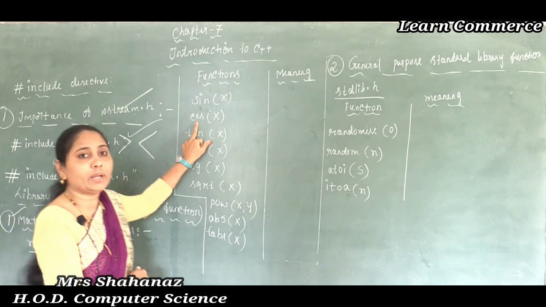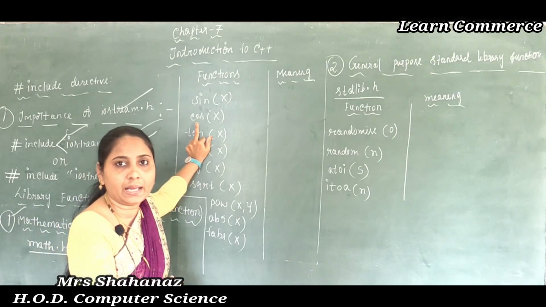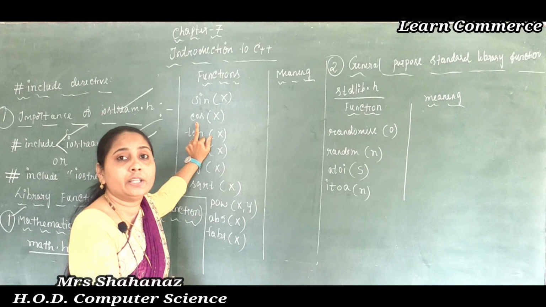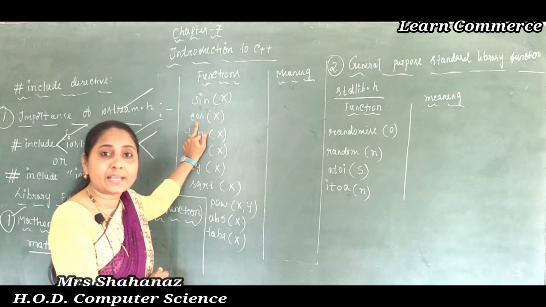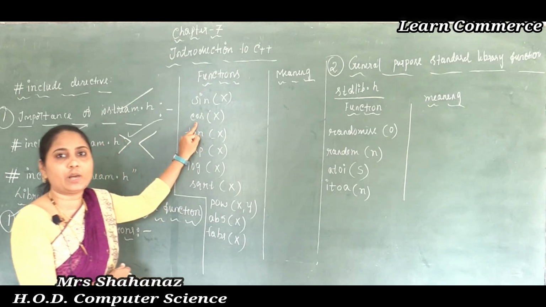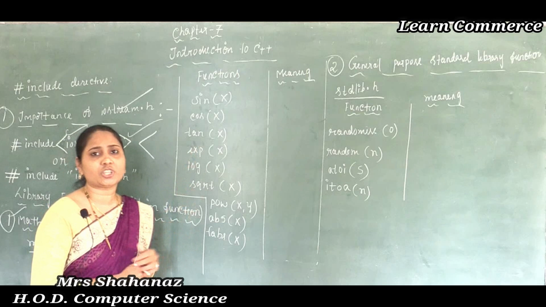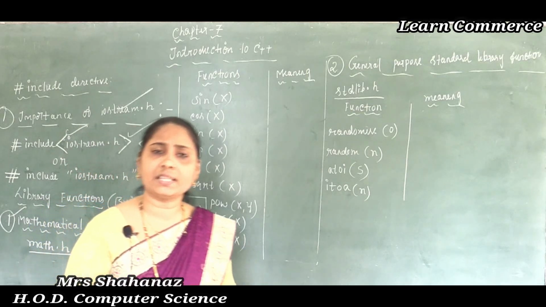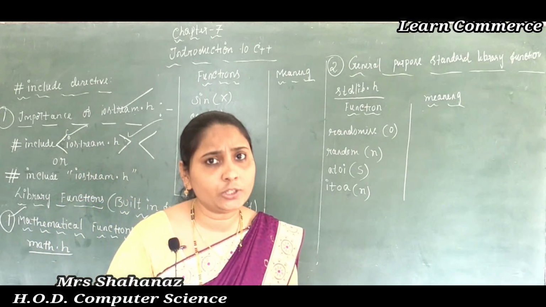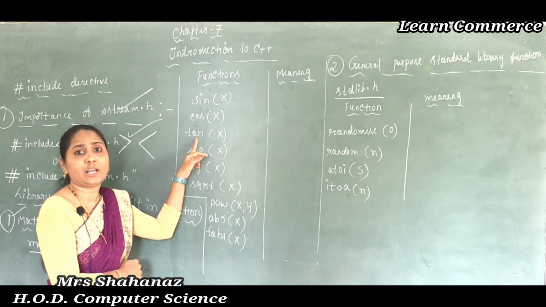The second function is the cosine of an angle x. When you are using cos of x, or the cosine of an angle x, sure we need to use the header file math.h. And also some other functions like tan of x, that is called the tangent of an angle x. So all of these are mathematical functions.